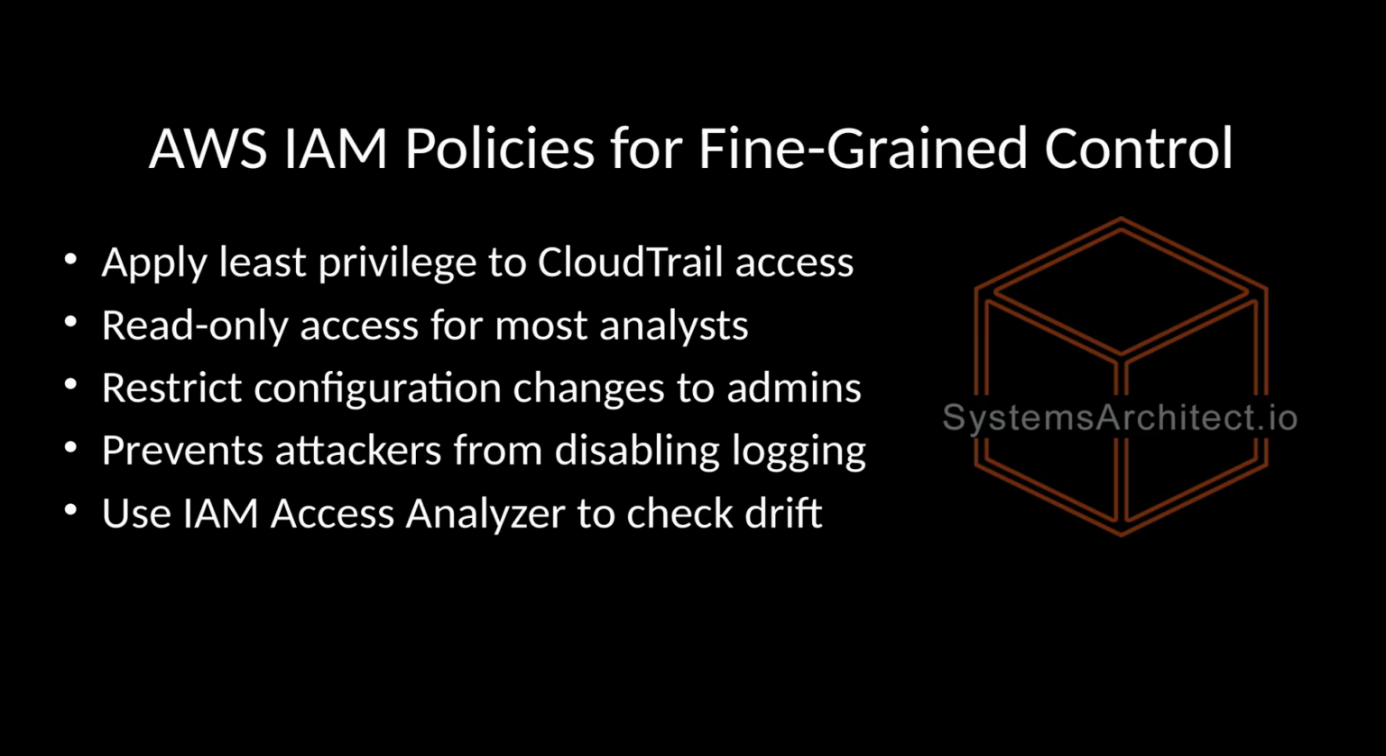7. AWS IAM policies for fine-grained control. Access to CloudTrail configurations and log data should follow the same least privilege principle you apply everywhere else in AWS. Grant most analysts read-only access while reserving configuration changes like stopping a trail for trusted administrators. This matters because CloudTrail is often a target for attackers covering their tracks after compromising an overprivileged identity. Use IAM Access Analyzer periodically to check that permissions have not drifted wider than intended.